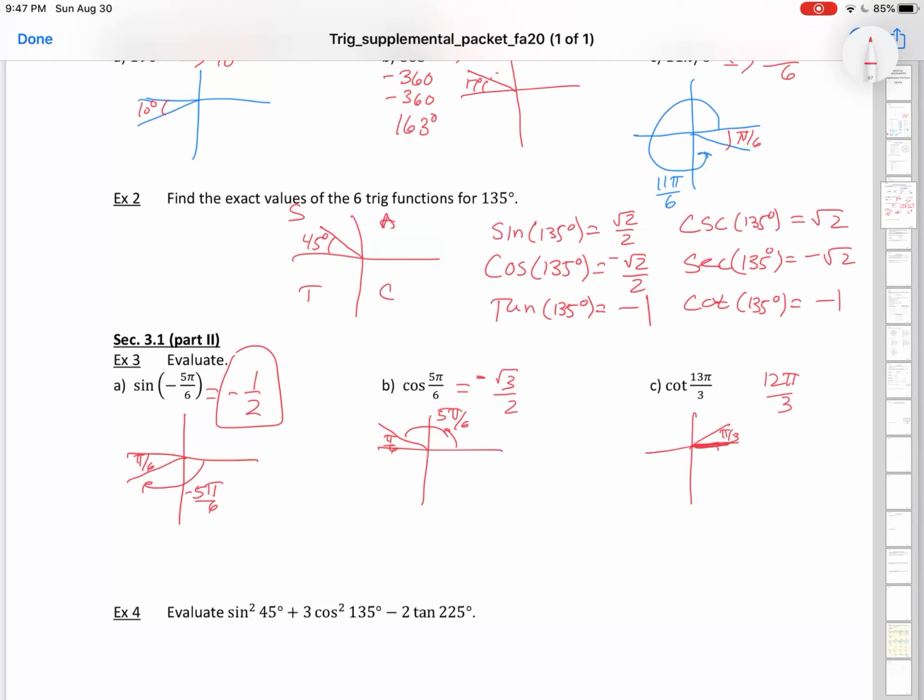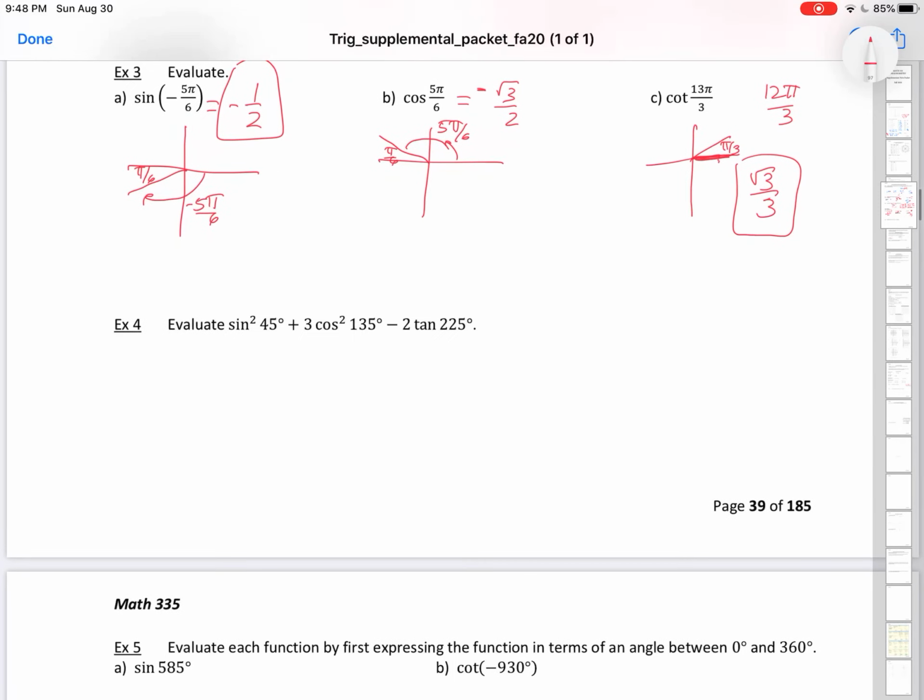So I have to consider, okay, what's the cotangent of pi over 3? It's cosine divided by sine. The cosine of pi over 3 is 1/2, and the sine is root 3 over 2, so I'm going to end up with the root 3 on the bottom and get root 3 over 3, obviously positive because it's in that first quadrant. They'll have us do a little bit of arithmetic.